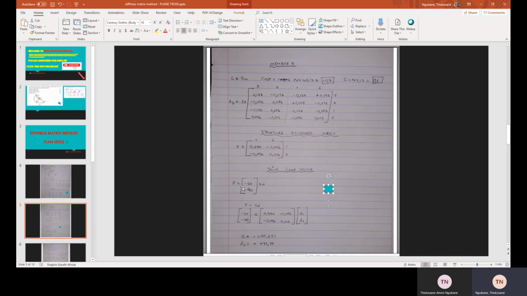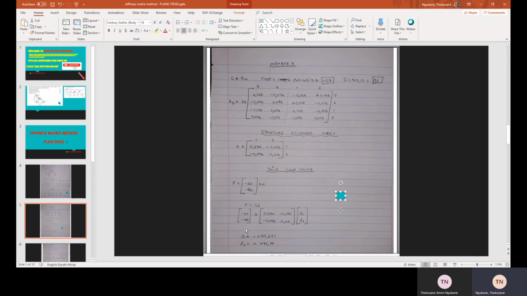Let's continue to our P, the load vector. Our P is simple. I assume that the left direction is negative and the downward direction is negative. That's why I have minus 50 and minus 80. P is just the forces on joints 1 and 2. I have minus 50 and minus 80. And from there, I have to construct a P equation, which is equal to SD.